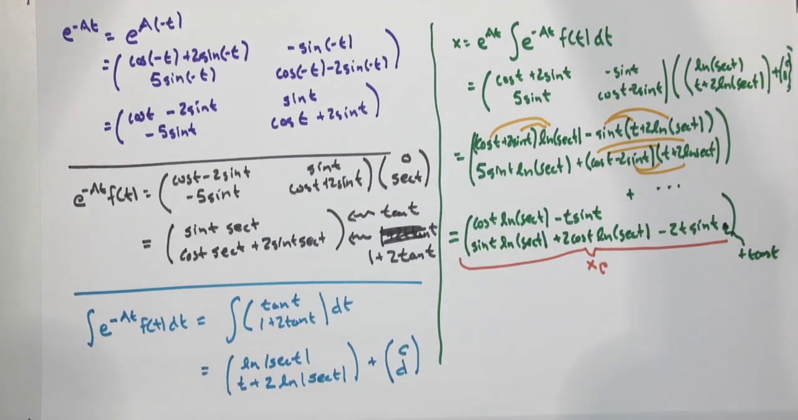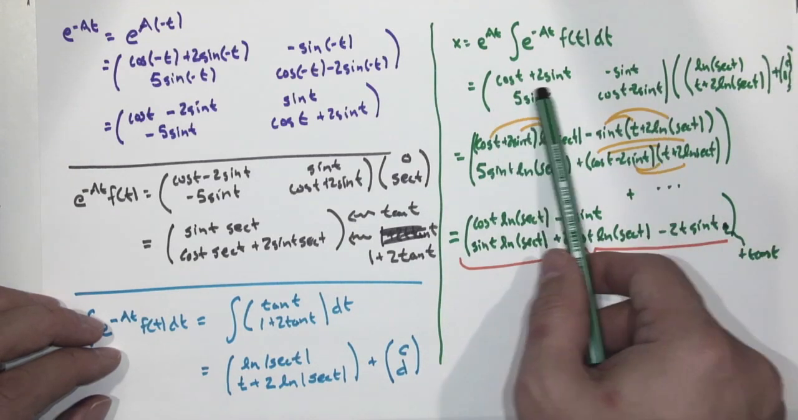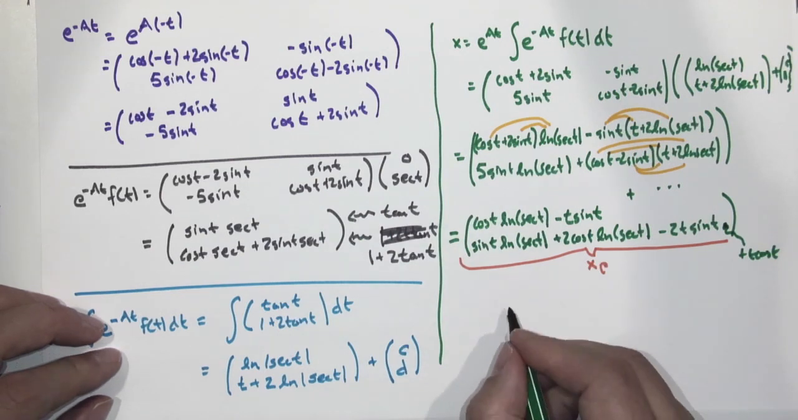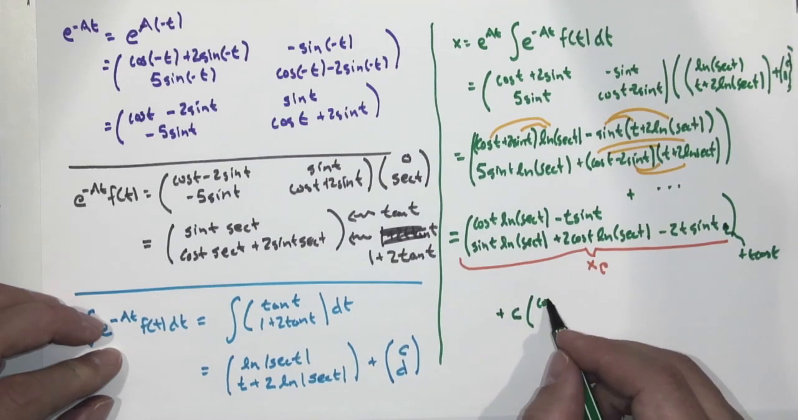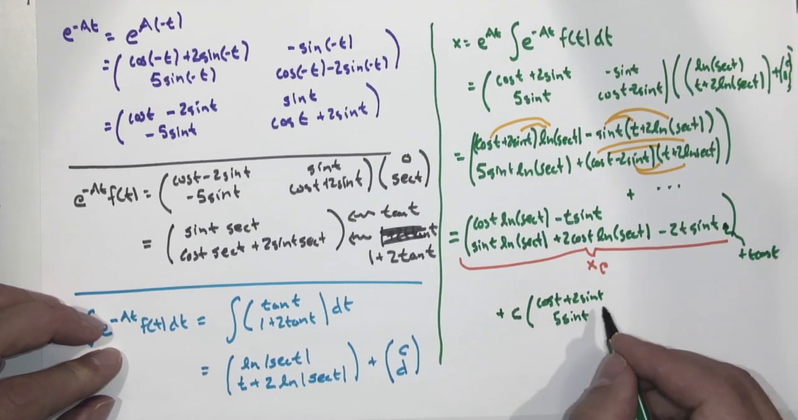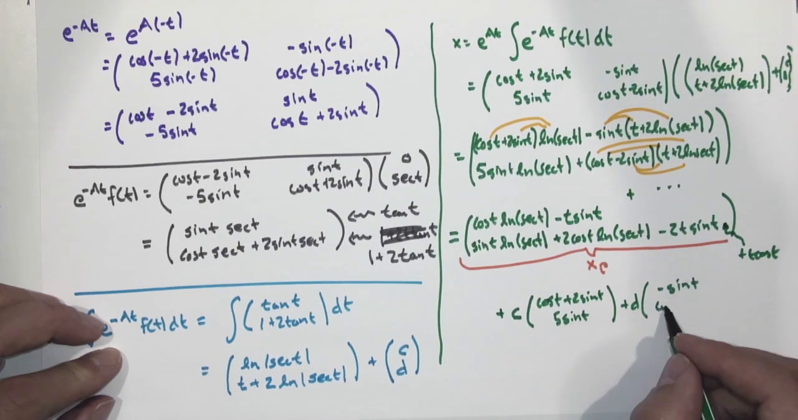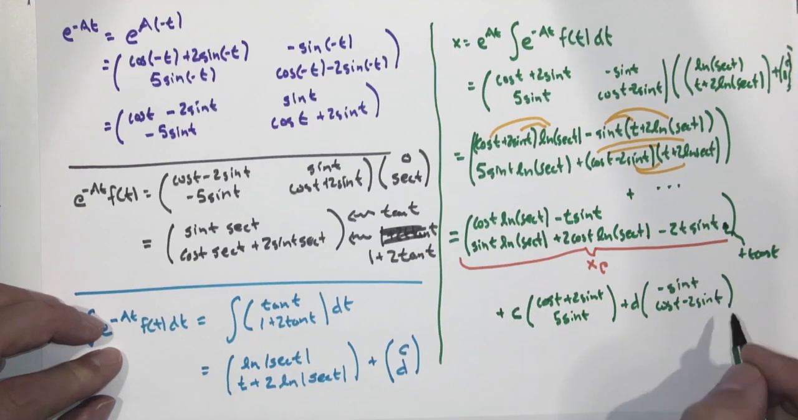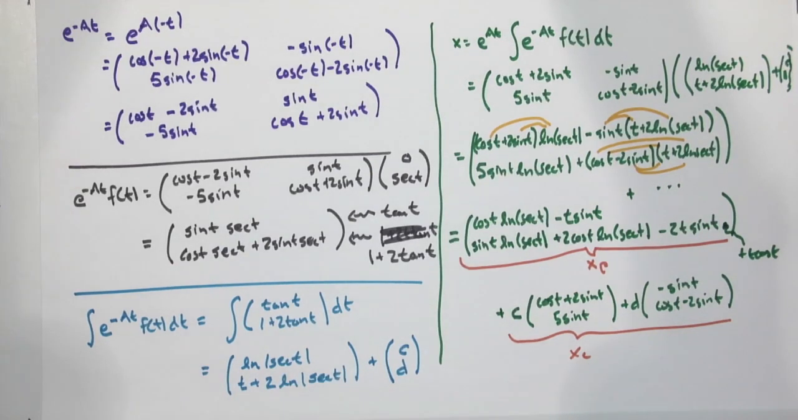What else do we need? Well, this vector of constants, when you multiply by this e to the at, it's like taking that constant c times your first column, cosine t plus 2 sine t, 5 sine t, and plus d times your second column, minus sine t, cosine t minus 2 sine t. And this part is your x_c. All right. Phew. Good. Done.